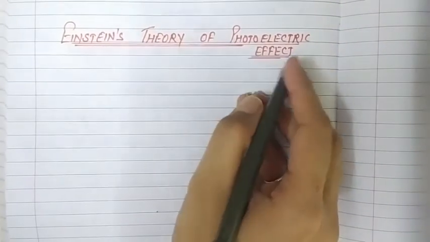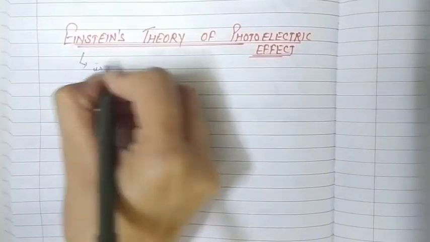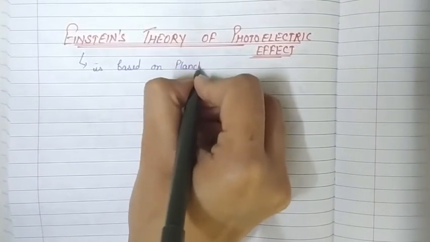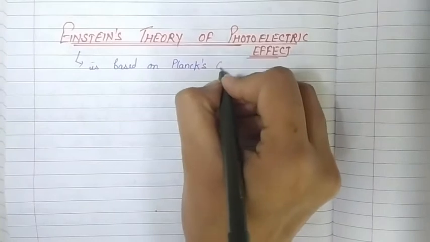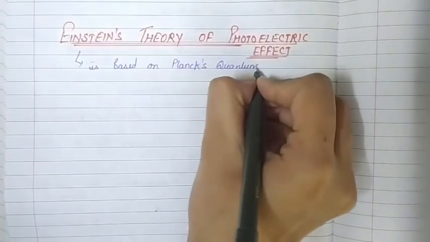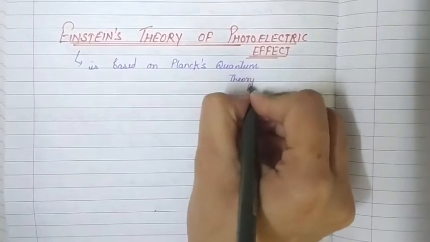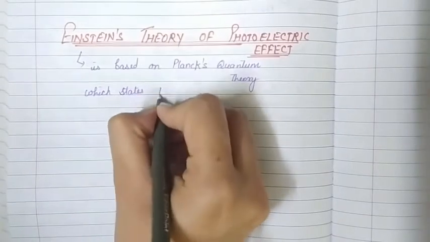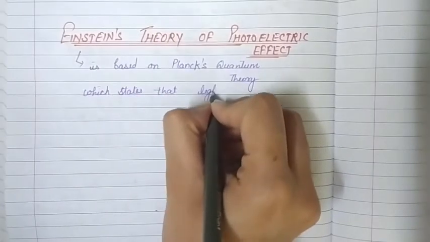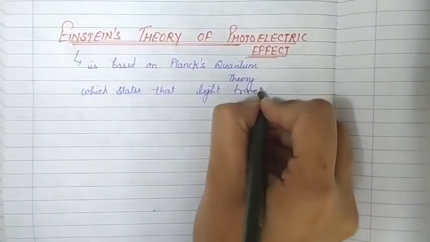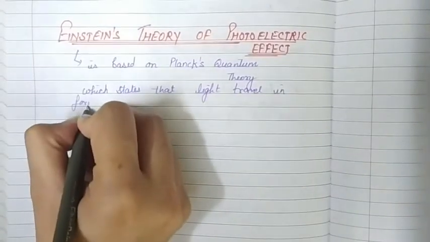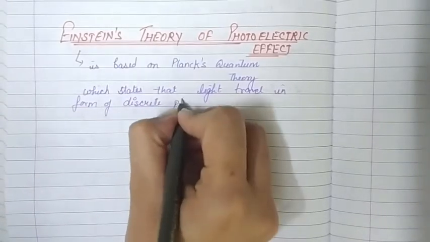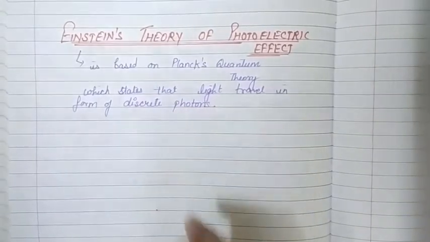So Einstein's theory of photoelectric effect is based on Planck's quantum theory, which states that light travels in the form of discrete photons. So this is the basis of Einstein's theory.